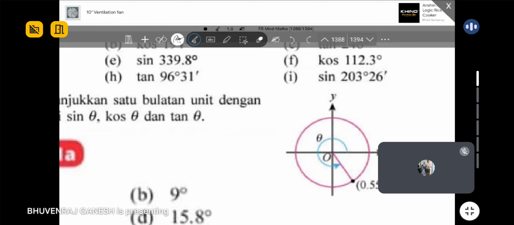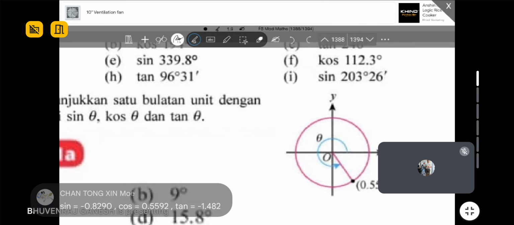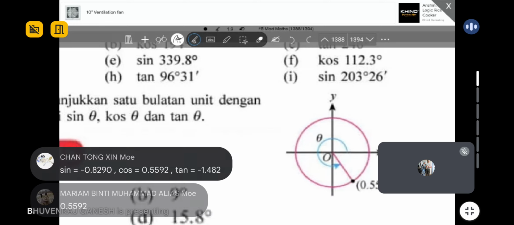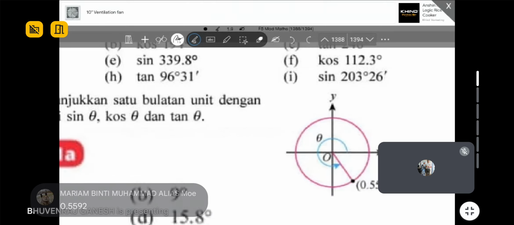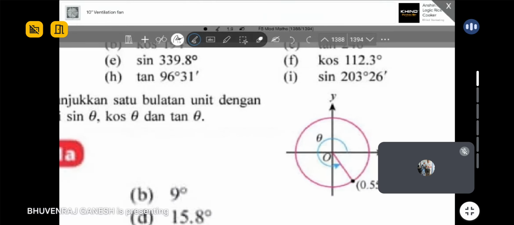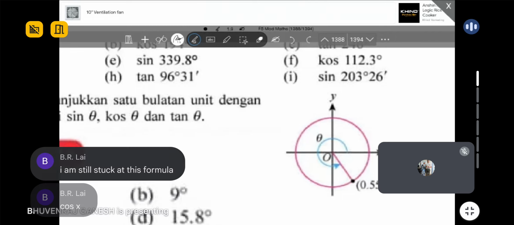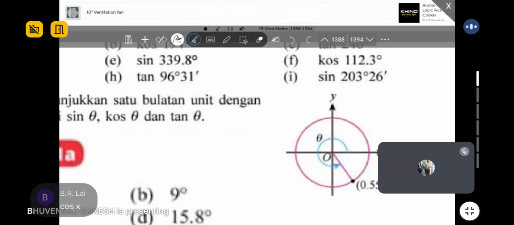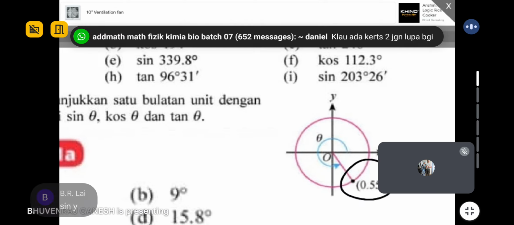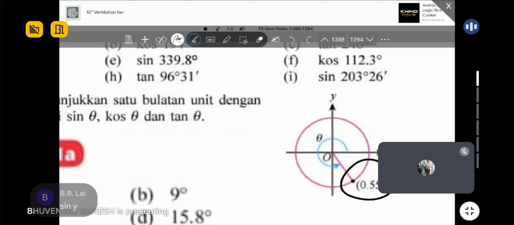Cos theta, guys, how much? Okay, 0.5992, correct. Tangent, yes, correct. Okay, betul. Semua betul. Very good. So that is your answer. Cos is referred to x coordinate, am I right? Based on the formula just now. So your x coordinate is 0.5992. That's all. Sine is the y coordinate.